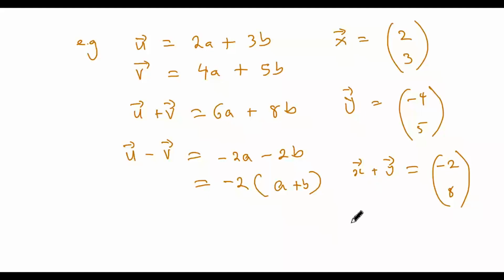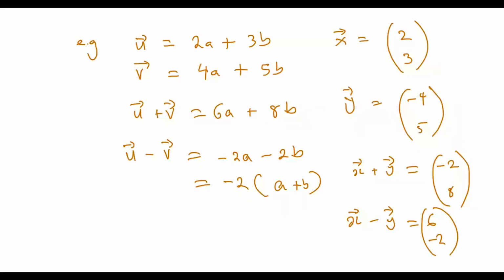And you can also have vector x subtract vector y. So this will be 2 minus negative 4, that will be 2 plus 4 to be 6. Then you have 3 minus negative 5, that will be 8. You can see any of these two forms when you are writing your exam.